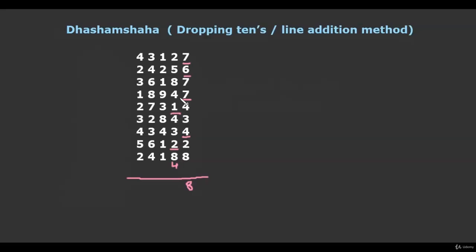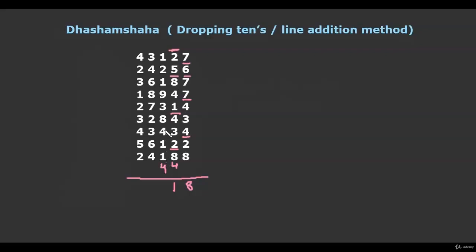1 plus 1 is 2. 2 plus 4 is 6. 6 plus 8 is 14. Drop 10 over here. Carry 4 to the next number. 4 plus 5 is 9. 9 plus 2 is 11. Drop 10 over here. And 1 is the final remainder. Now 10s are 4. 4 plus 1 is 5.